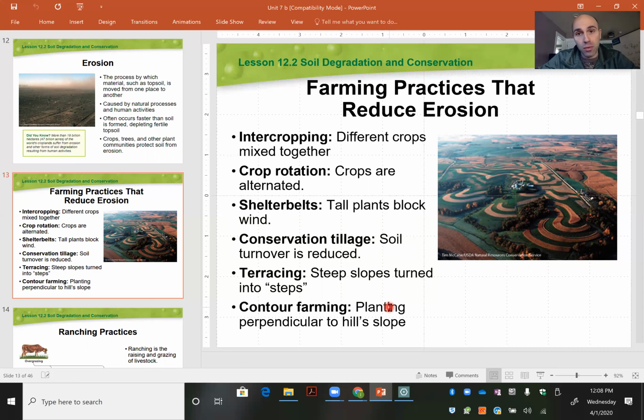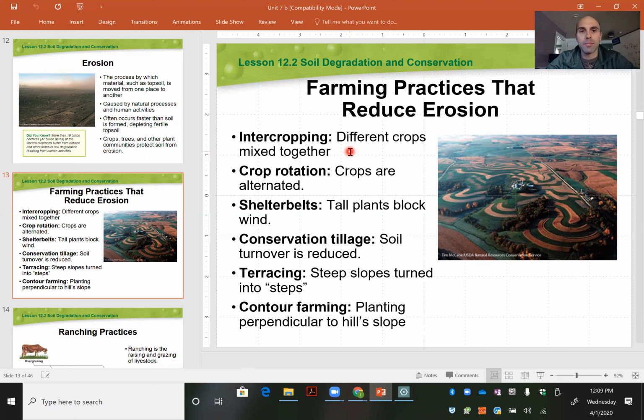Let's take a look. Intercropping, crop rotation, shelter belts, conservation tillage, terracing, and contour farming. So what are these things? Well, intercropping just means you're planting different crops together. So you're getting slightly away from the monoculture and you're planting different crops that actually complement one another. For example, potatoes and tomatoes. So the potatoes will lock in the soil below and they will actually give nutrients to the tomato roots as they're growing. So they work together.